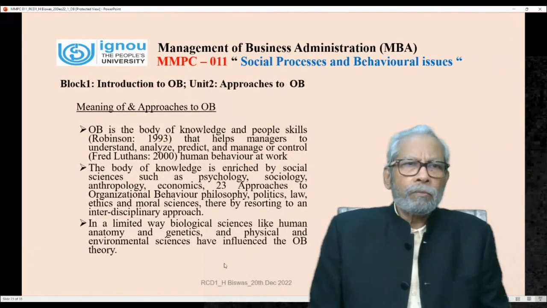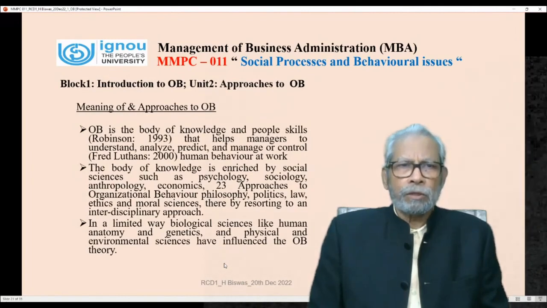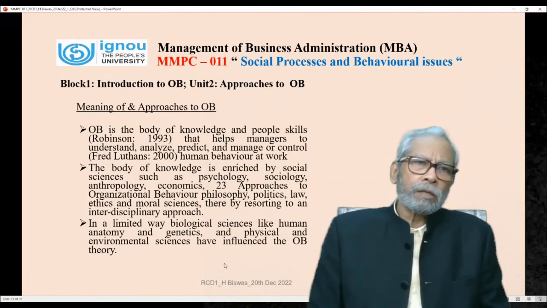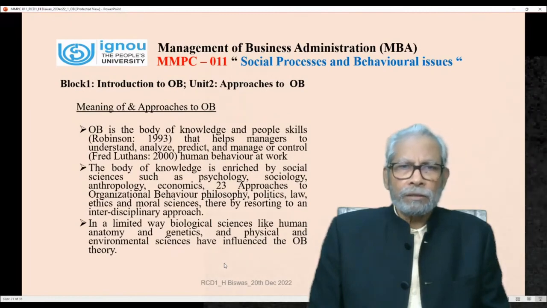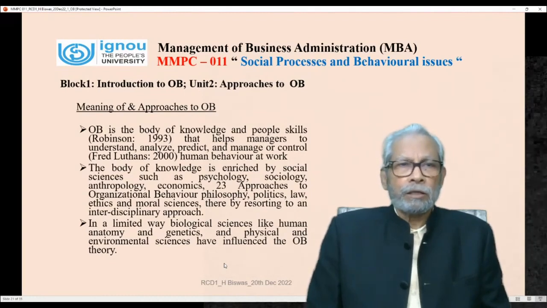So, the meaning and approaches of organizational behavior. Organizational behavior is the body of knowledge and people skills. And then Robbins has said that it helps managers to understand.